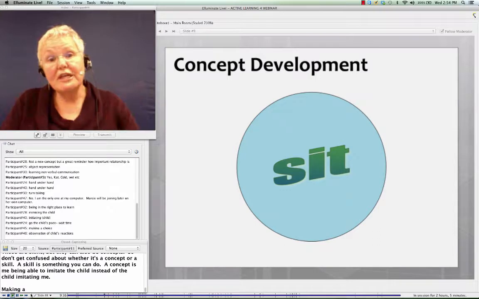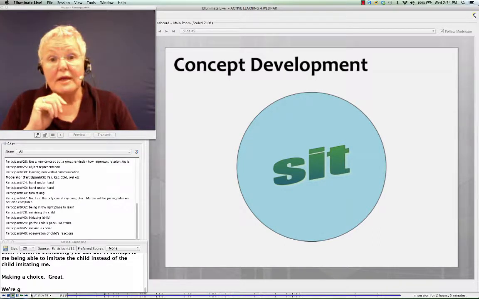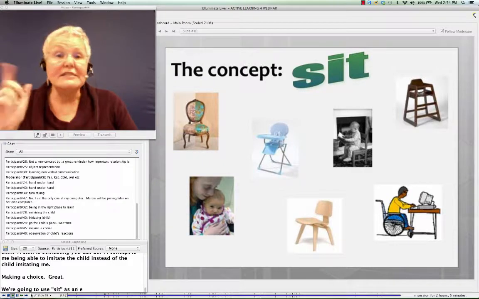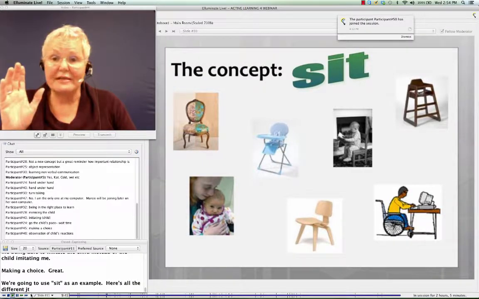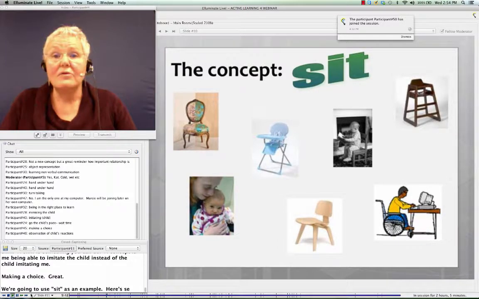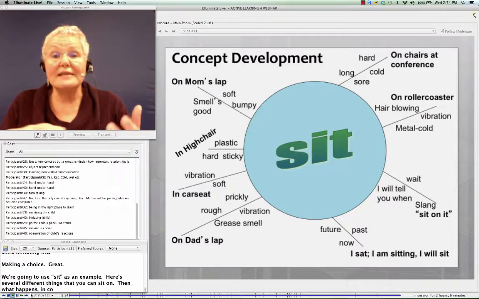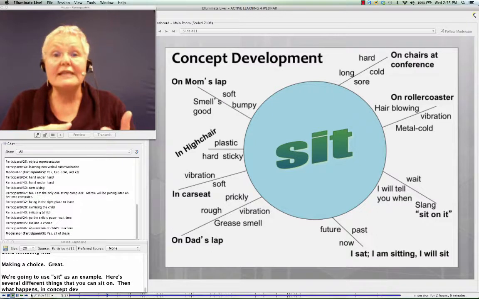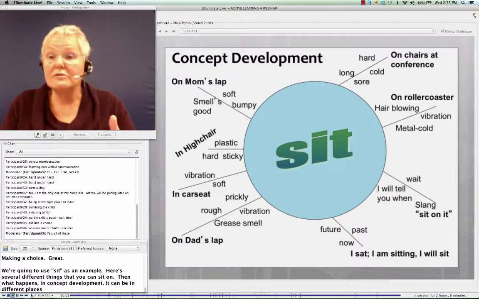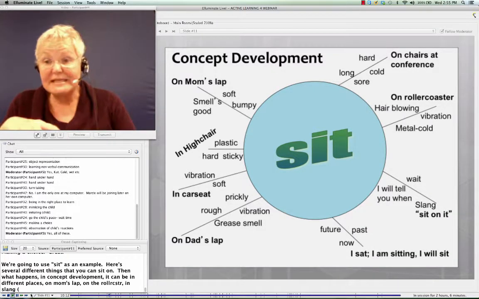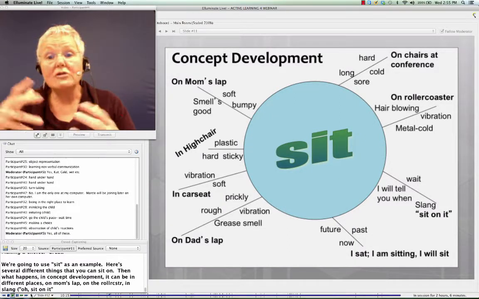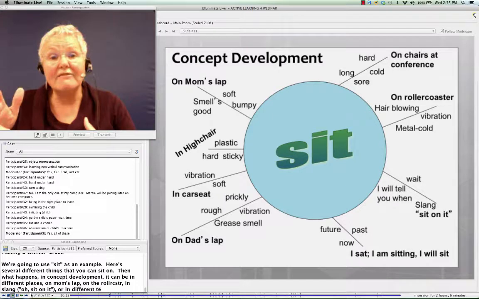So we're going to use sit as an example. And so here are all the different kinds of things that you can sit on, and I only picked a few things. In concept development, it's on mom's lap, it's in a high chair, it's in a car seat, it's on dad's lap, it's on chairs in a conference, it's on the roller coaster. Slang like, oh, sit on it. Or future, past, and now, the idea of I sat, I am sitting, and I will sit. Those are all different kinds of things, and you can see a variety of adjectives in there too.